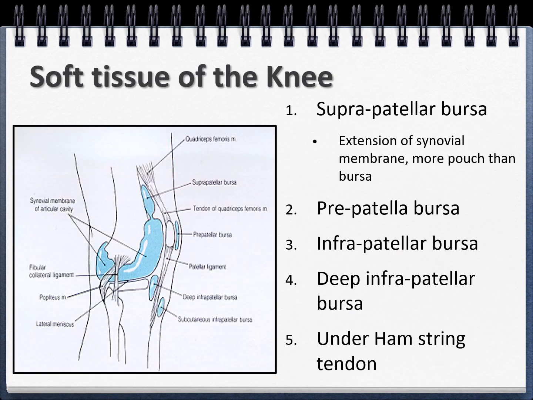So here we have a picture of the suprapatellar bursa. This is an extension of the synovial membrane, more of a pouch than a bursa, rather than that sort of cushion. We have the pre-patellar bursa, which you can see quite easily on this picture. The deep infrapatellar bursa, which is under the hamstring tendon. So this is just a sideways view of the bursas as well, just to give you a good idea of where they are.